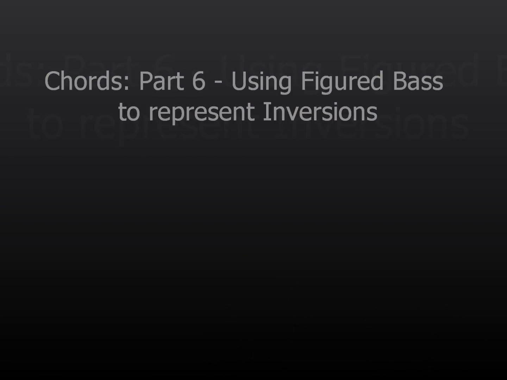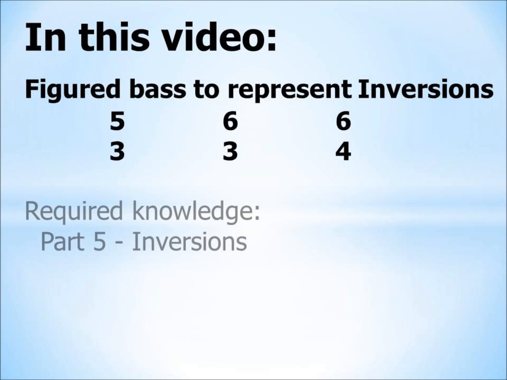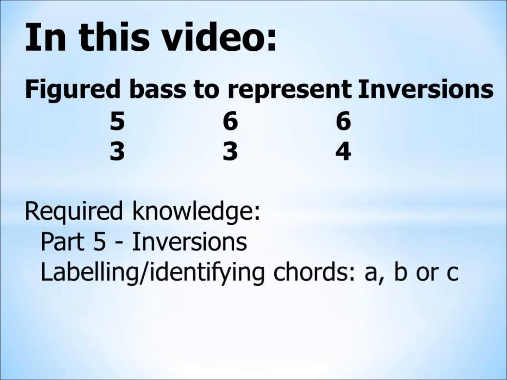In this video, I'll be explaining the basic use of figured bass to represent inversions. Specifically, I'll be looking at 5/3, 6/3 and 6/4. It's very important that you've either watched part 5 of this series on chords, where I discuss inversions, before watching this video, or you already know how to label and identify chords using the letters A, B or C, such as 1C, 5A or 2B. You'll also need to be comfortable with intervals, as these form the basis of figured bass.